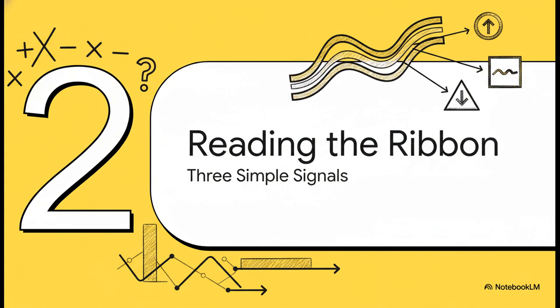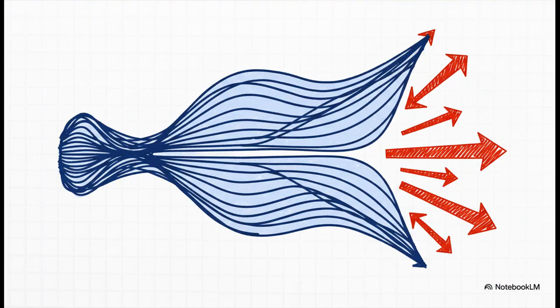Now, this is where the magic happens. You don't need a PhD in math to use this thing. Nope, you just have to learn to read its shape. And there are really just 3 simple signals the ribbon is always giving you. Let's break them down.